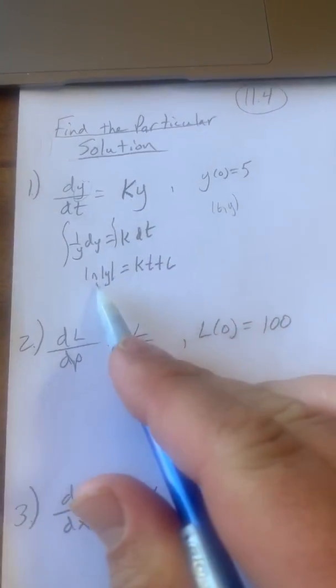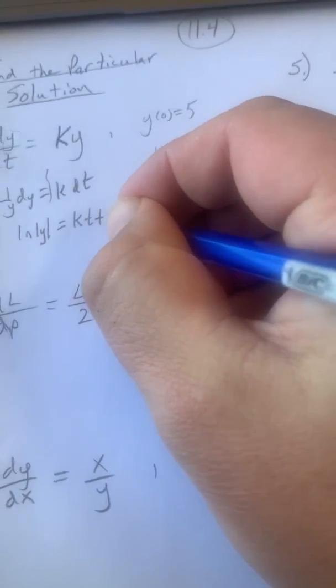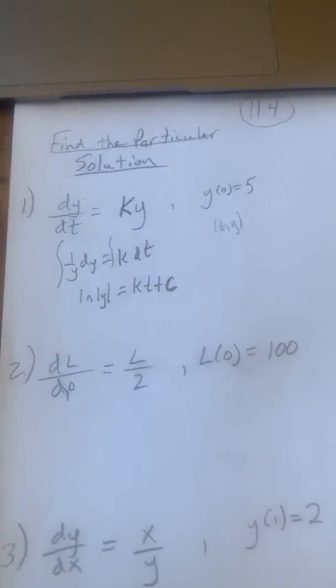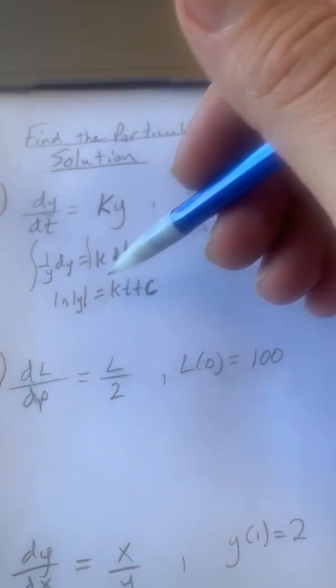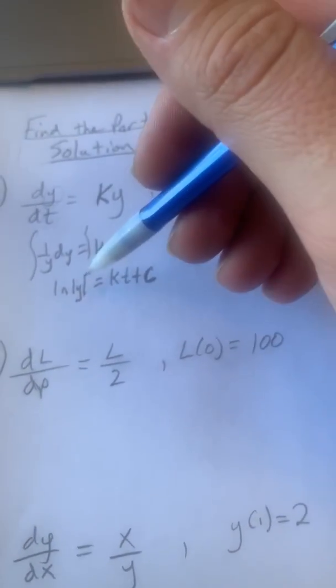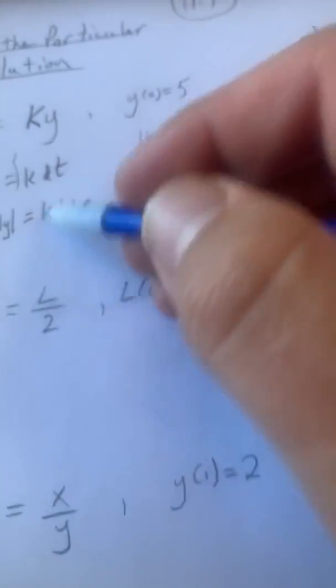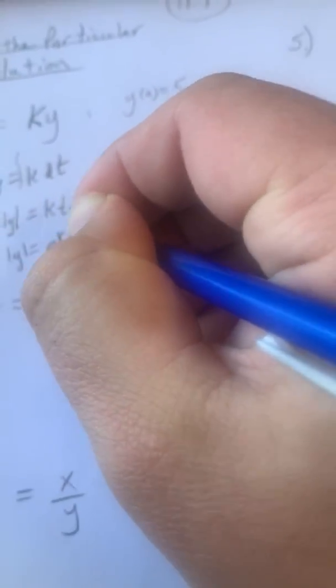We're only going to do the plus c on the right, because if we did a plus constant over here and a plus constant over there and subtracted, we would just be back to a constant. Pretty soon you'll be able to just skip all of this stuff, but the way we get an absolute value of y out of here is we say absolute value of y is equal to e to all of this. So absolute value of y equals e to the kt plus c.